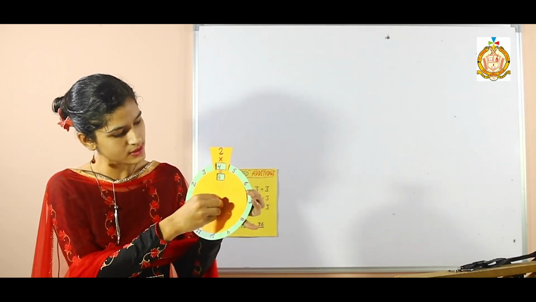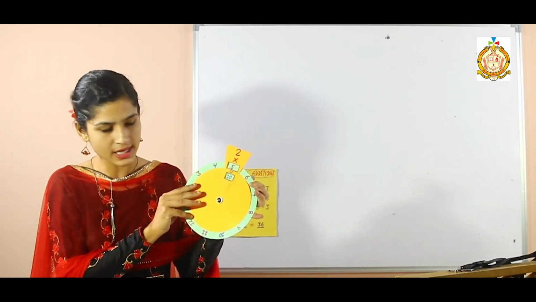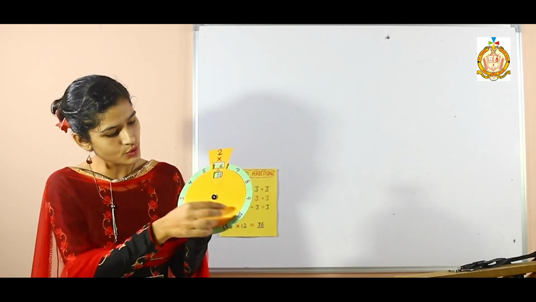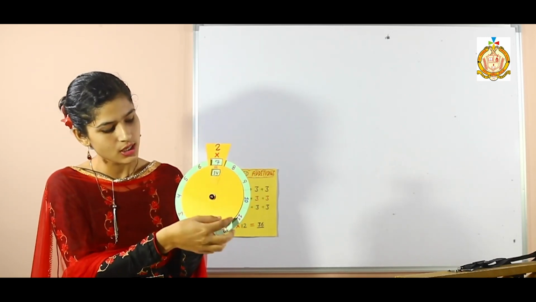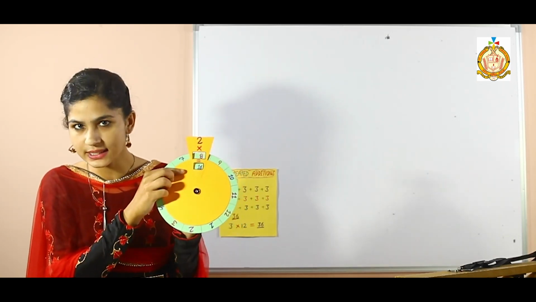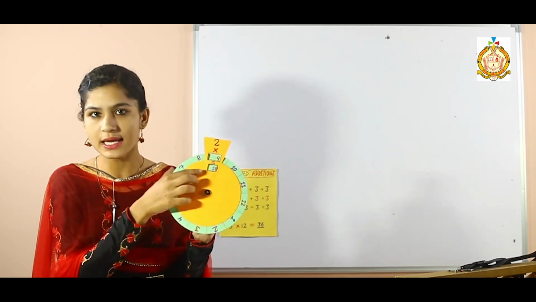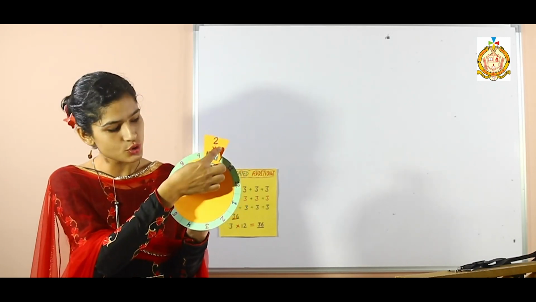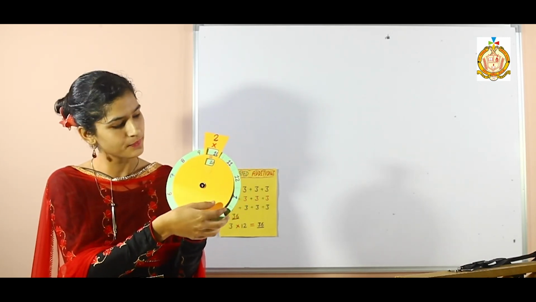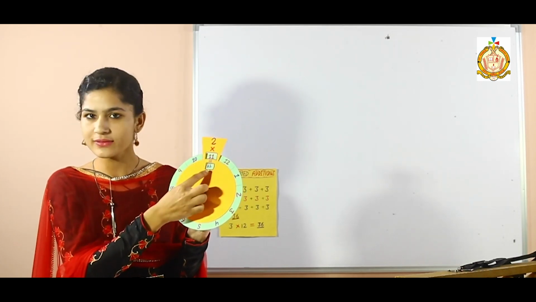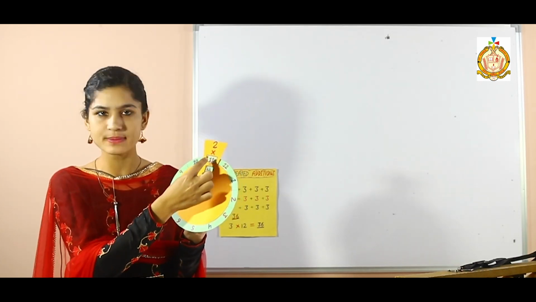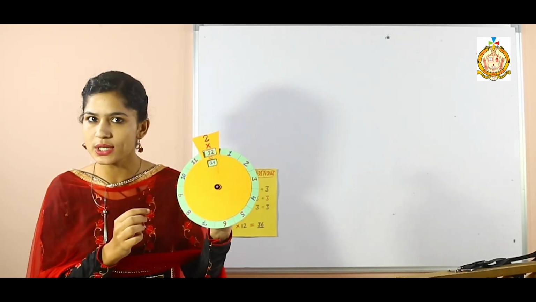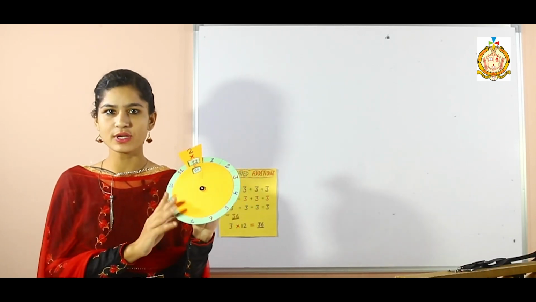2 into 5 is 10. 2 into 6 is 12. 2 into 7 is 14. 2 into 8 is 16. 2 into 9 is 18. 2 into 10 is 20. And 2 into 11 is 22. It means 2 multiply 11 is 22. Now 2 into 12 is 24. It is a table wheel of 2.